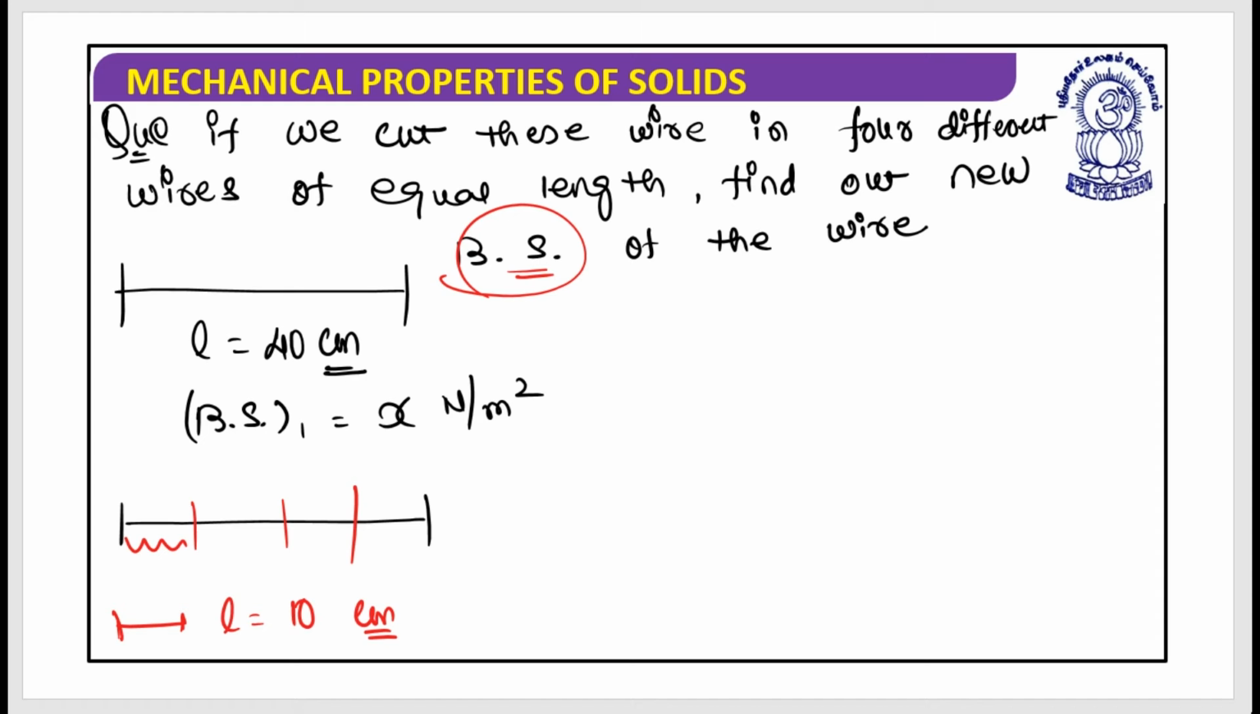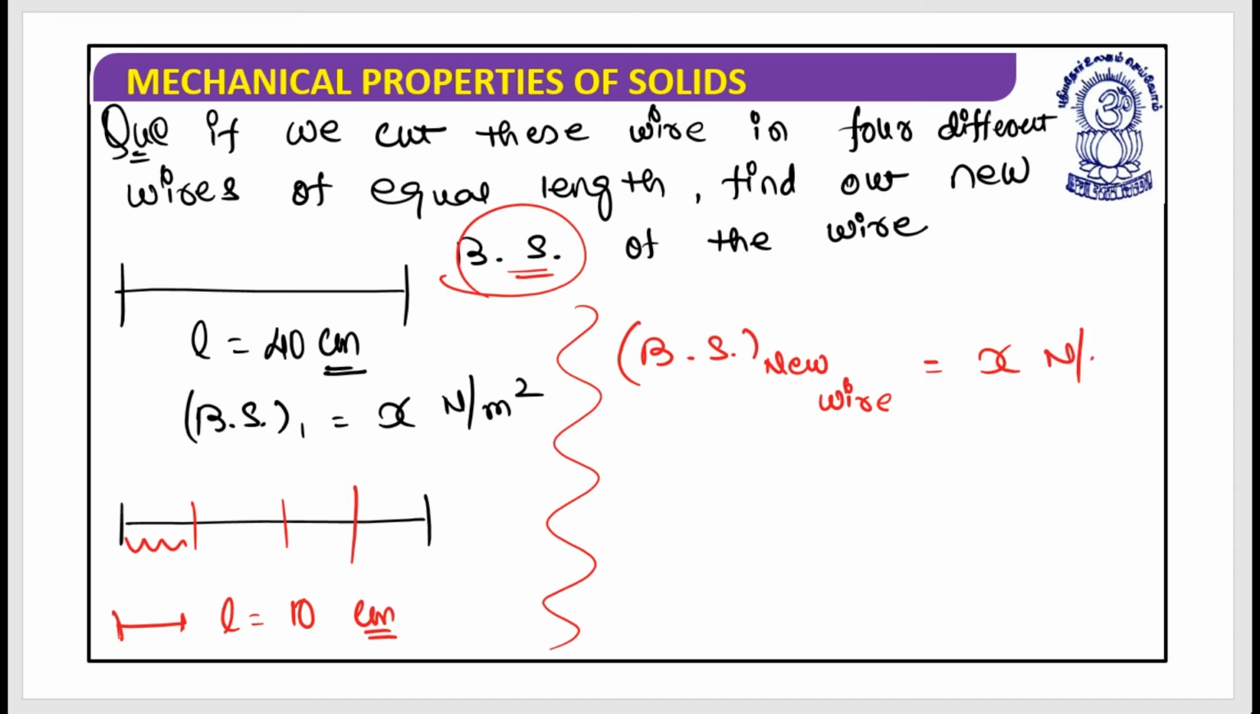And if it is not going to change its length, that means breaking stress would remain the same. So the breaking stress of the new wires, if you pick any of them, will again be x newton per meter square, because the material remains the same. I hope this is clear. Is it clear?